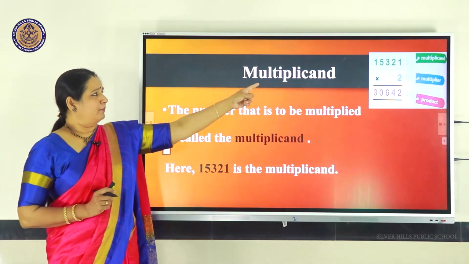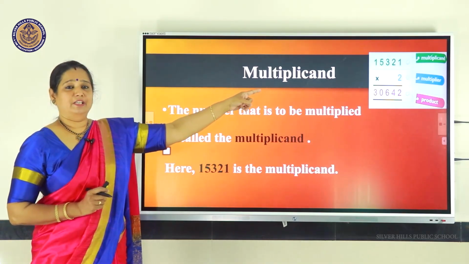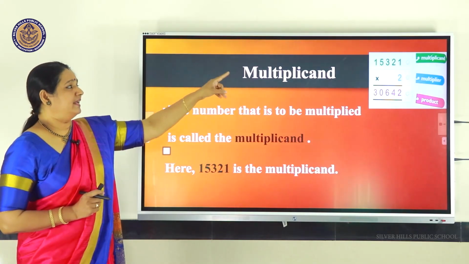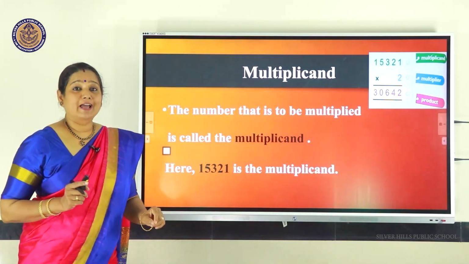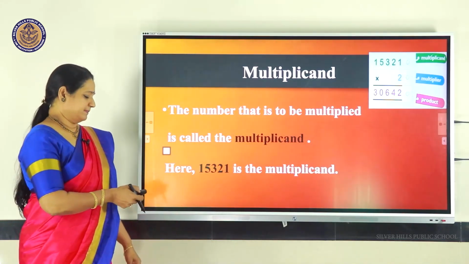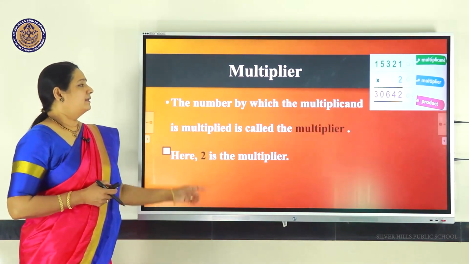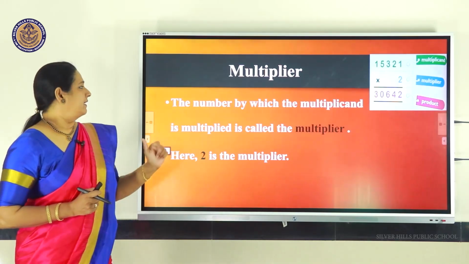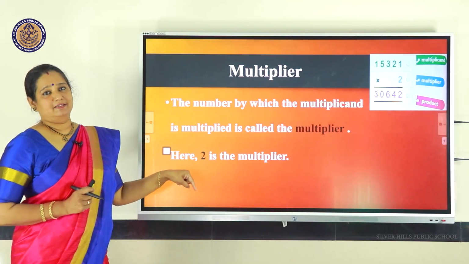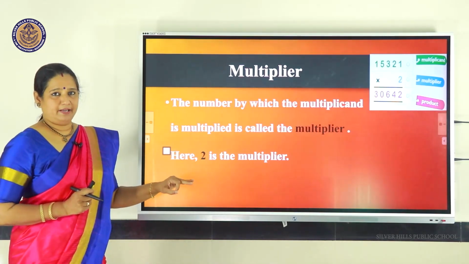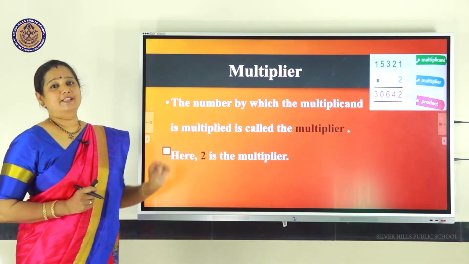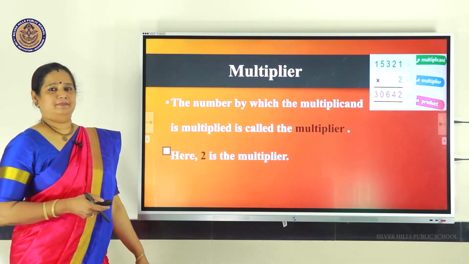See that formula: 15,321 into 2. 15,321 is called the multiplicand. Now what is a multiplier? The number by which the multiplicand is multiplied is called the multiplier. So from the given equation you will come to know 2 is the multiplier.